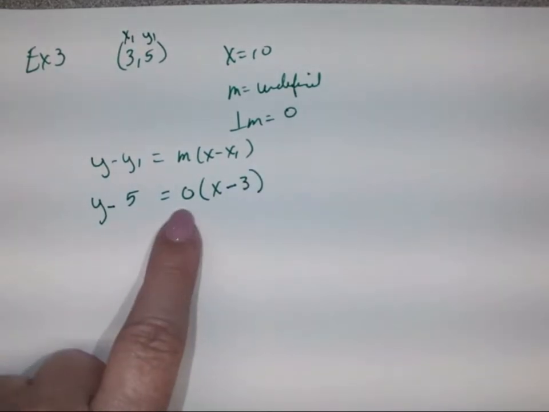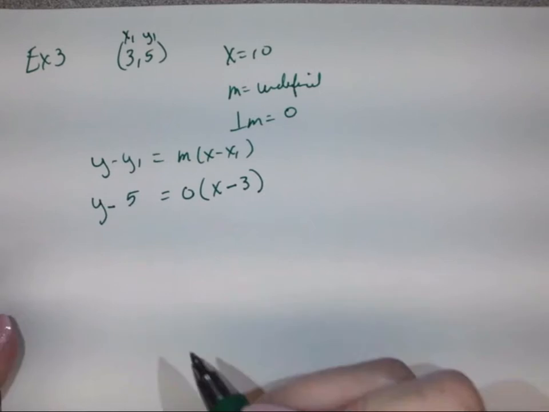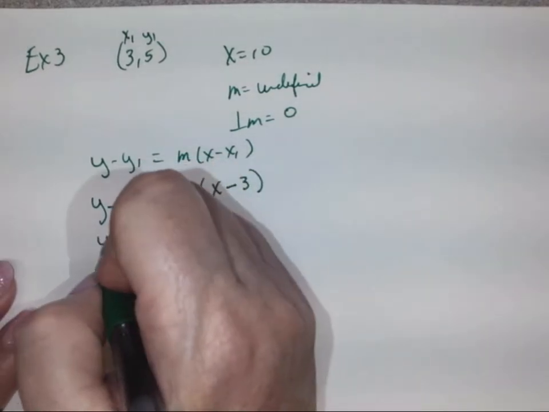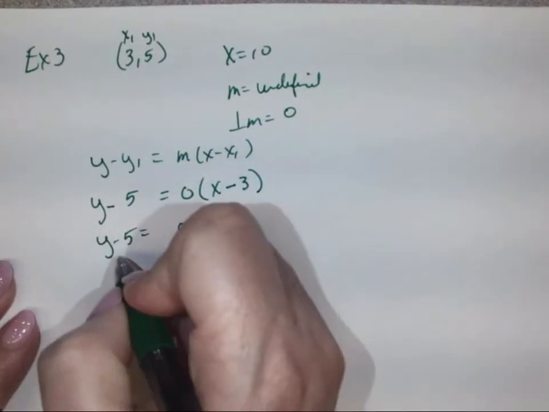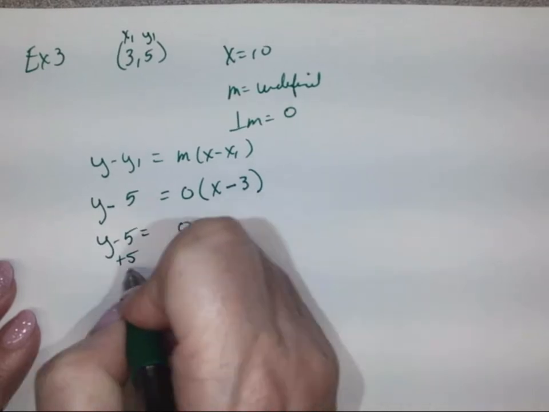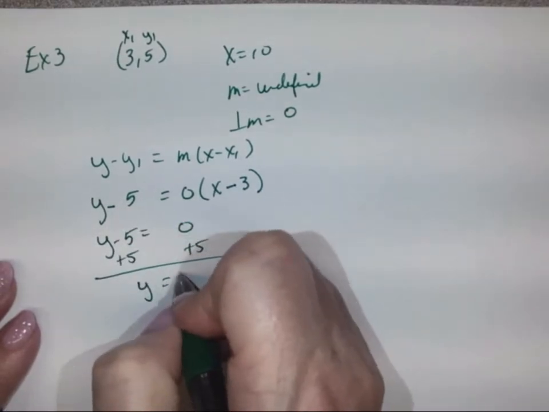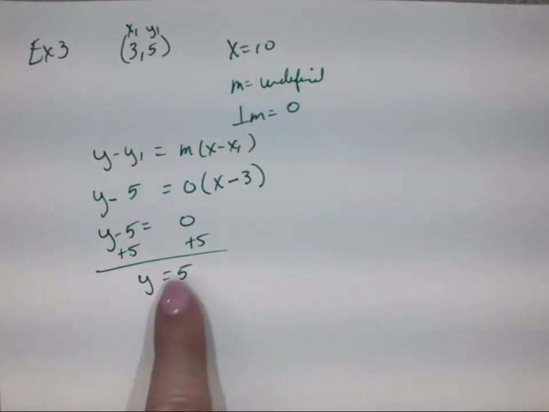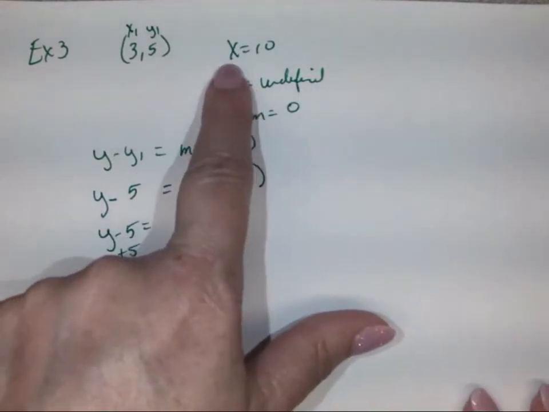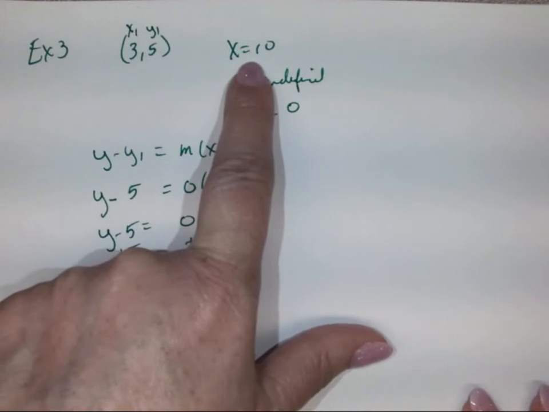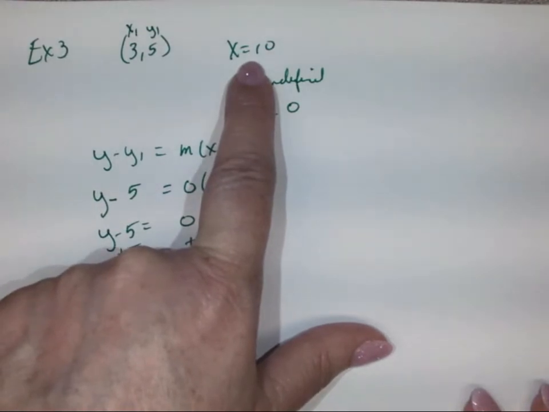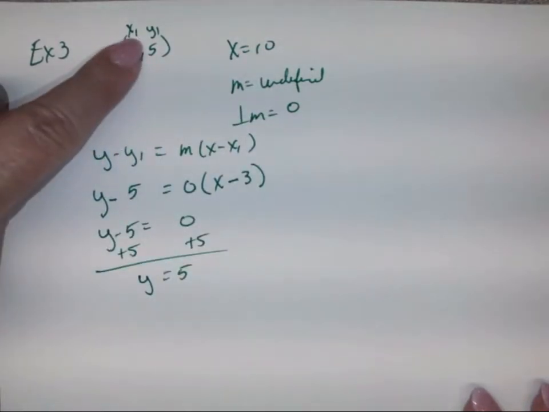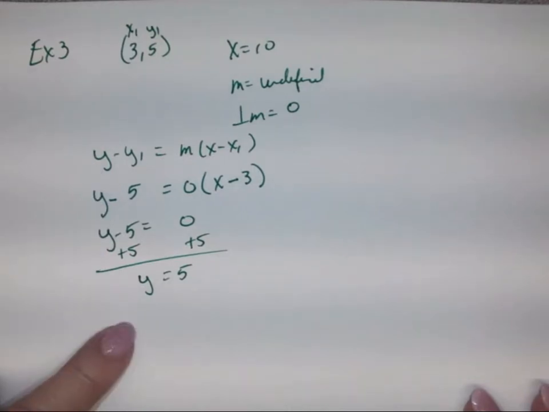Well, on this side, everything becomes 0 because anything times 0 is 0. So y minus 5 is 0. We'll add the 5 over, and we get y is equal to 5. Now we could also see that with this perpendicular, if this is x equals 10, the perpendicular line is going to be a horizontal line, which would be y equals 5. So if you need to show your work, you would go this way.